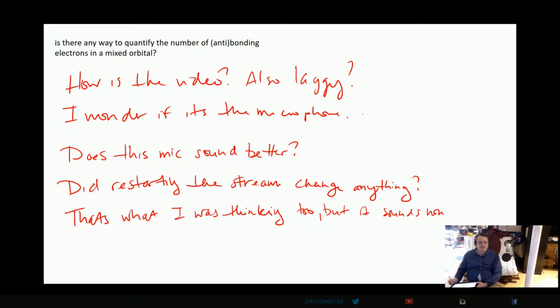So that's what I was thinking too, but it sounds kind of normal. But I think it's actually just simply the internet connection. Yeah, I think it's just simply the bit rate or whatever. Yeah. Oh man. Okay. Hopefully this stays. I have the headphones on so I can hear what it sounds like.